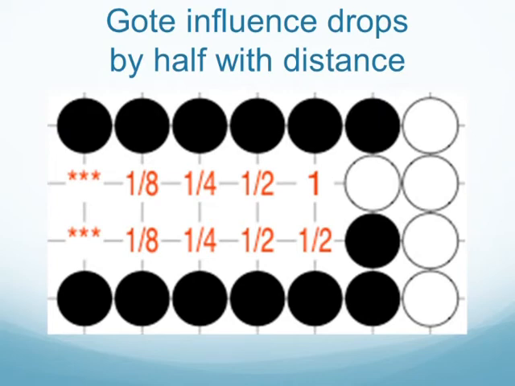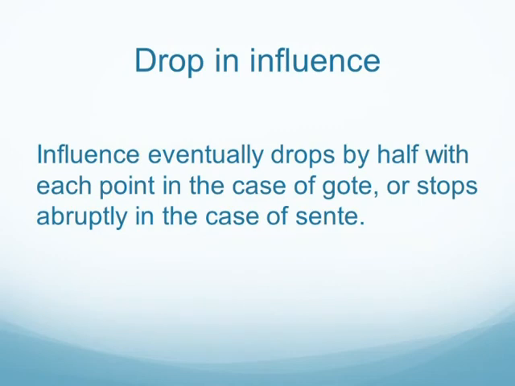This effect is quite general. As a general rule, then, if influence extends far enough, eventually we'll reach a point where it drops by half with each point in the case of Gote, or in the case of Sente it stops abruptly, because the Sente play is made, and then once the Sente is answered, there is no more influence beyond that point.